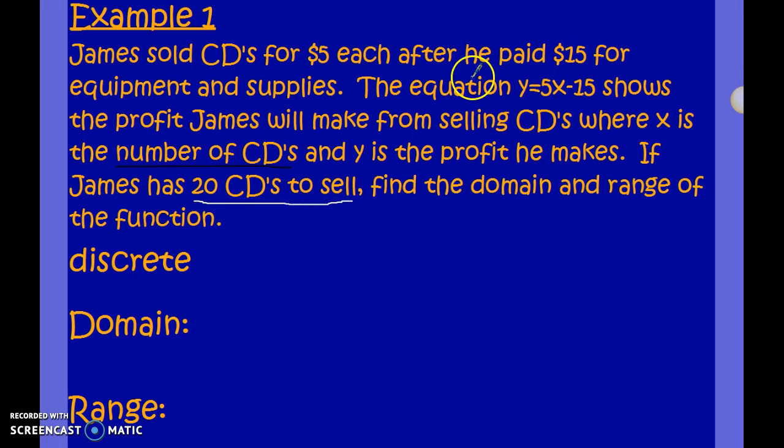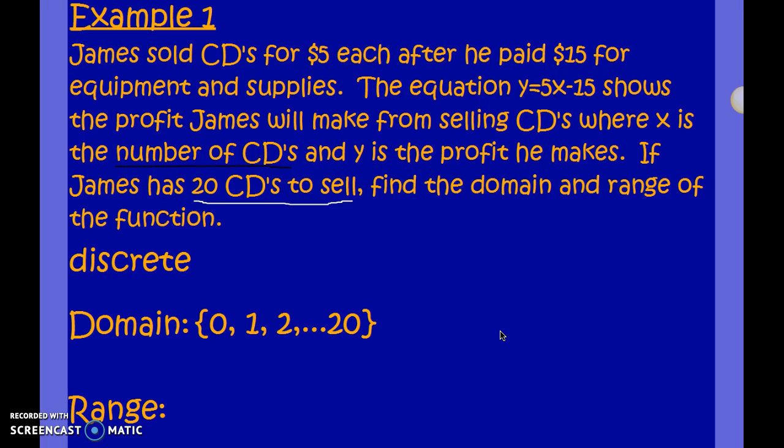So when I write my domain, I could start with having 0 CDs. I could have 1 CD. I could have 2 CDs. I could have 3 CDs, 4, 5, all the way up to 20. So when I write my domain, I write my squiggle bracket 0, 1, 2.